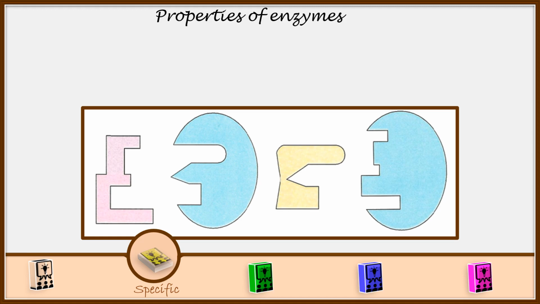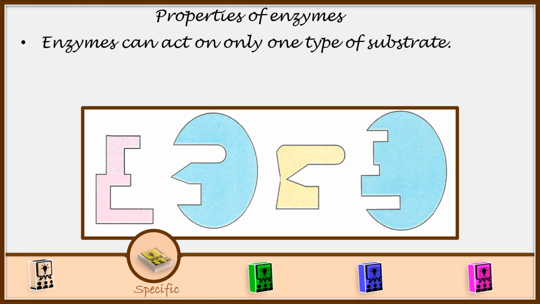Let's now look at the properties of enzymes. Enzymes can act on only one type of substrate. Let us look at these enzymes that we have. This is our enzyme, and look at its active site. The active site is where the substrate fits, meaning that this enzyme works only on a substrate which has a shape that can fit in the active site.